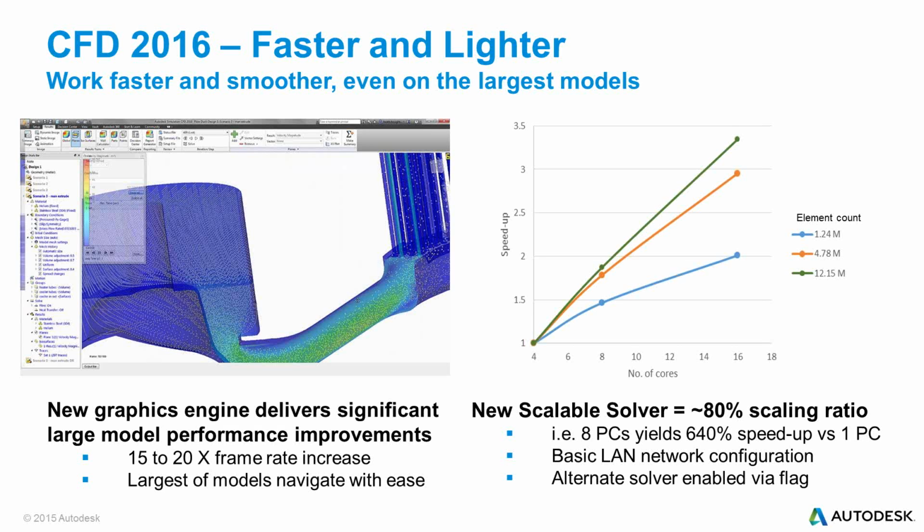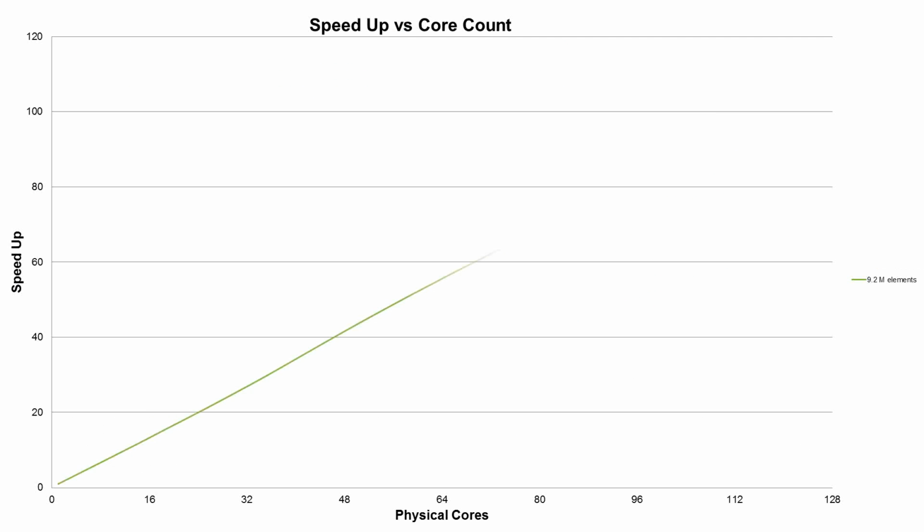And just to give you an idea, I did show only 16 cores, but this is what it looks like for us on multiple cores. This is a 9.2 million element model. And comparing speed up if you had just one core solving versus 128 cores. So you can see here that that's about 108x speed up. That's about 85% scalability. So we're really excited.